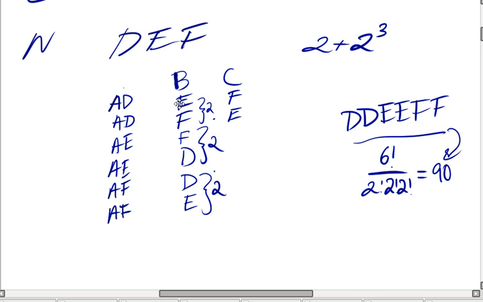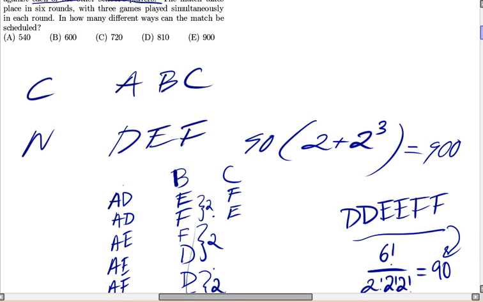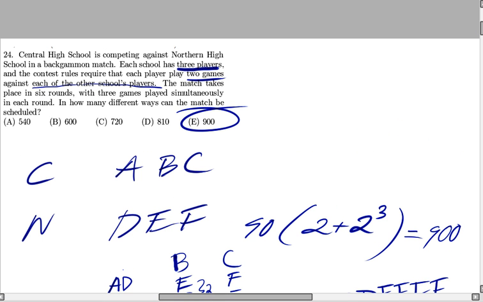So in the second case, we have 2 cubed contributing cases, and multiplying this by the original result of 90 gives us 90 times 10, with 8 plus 2, 10, yielding 900 as our total answer, E.